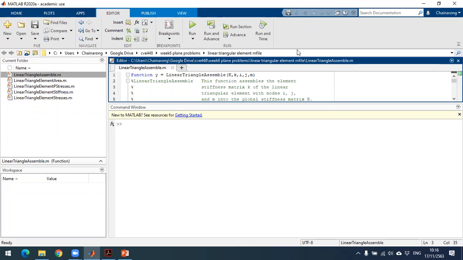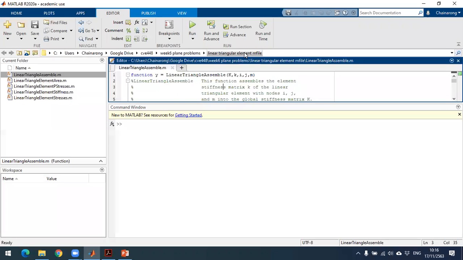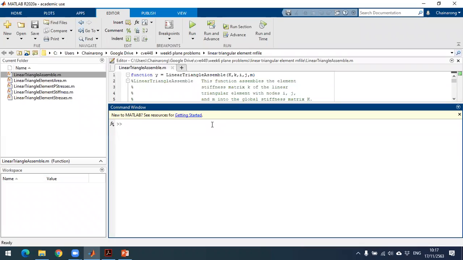I forgot how to set up the path, so I will skip it. I think you can find it. Okay, forget it. This is the path already.